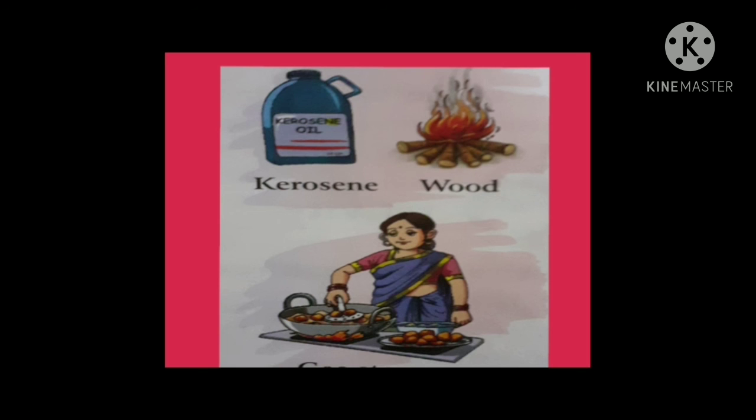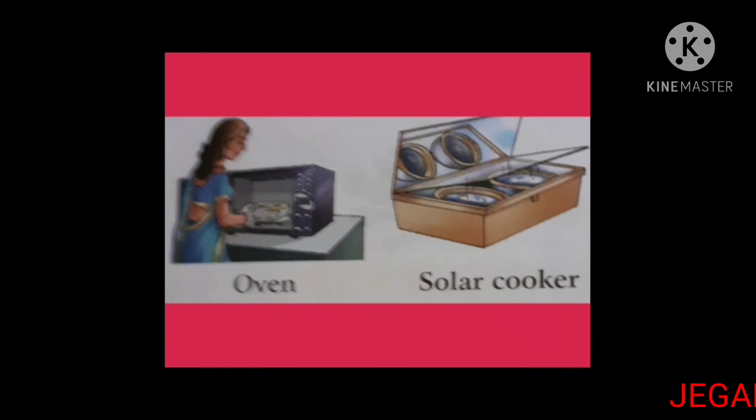Nowadays, gas stoves that use gas from cylinders or pipes are used for cooking. Hot plates and ovens that run on electricity are also used for cooking. No other fuel is needed in this case. A solar cooker does not need any fuel. It uses solar energy, that is the heat from the sun, to cook food. Solar cookers save fuel and do not cause any smoke.